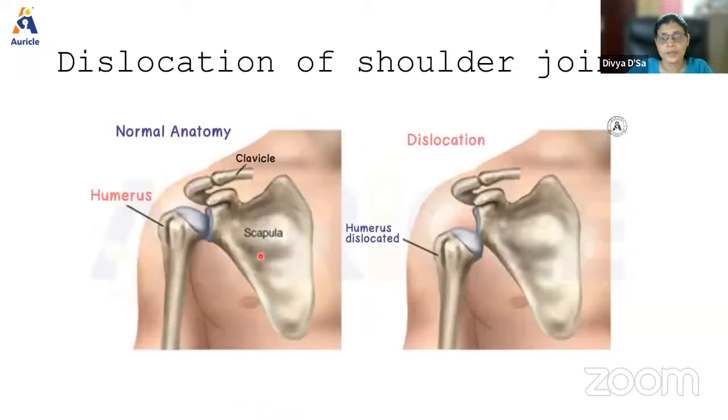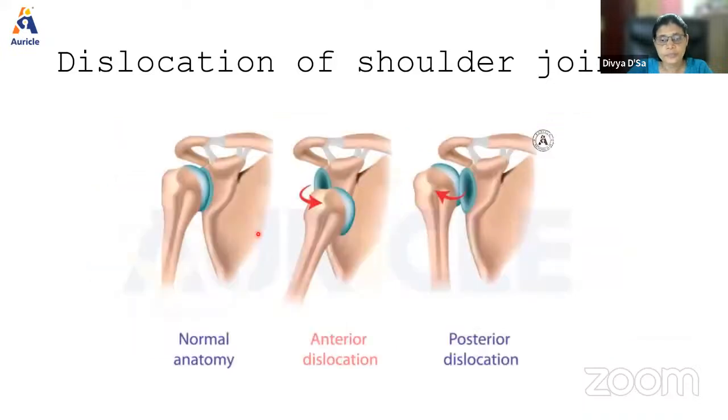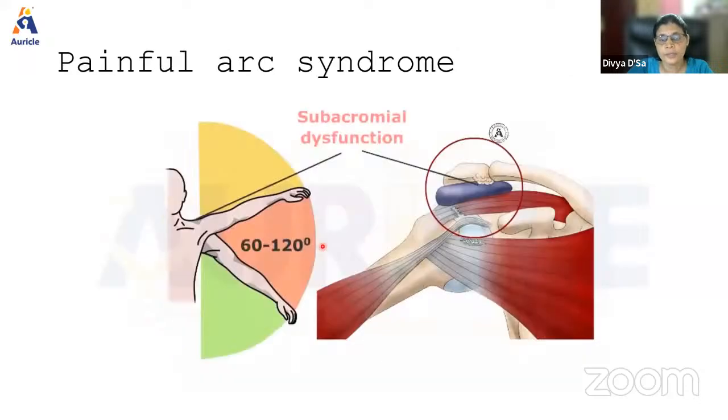Okay, then the dislocation. Earlier it was said that inferior dislocation was common, but now we say that because of the gap between the superior and middle glenohumeral ligament, anterior dislocation is more common. Posterior is the least common because the joint is very stable posteriorly. So these are the different anterior and posterior dislocations. Okay.